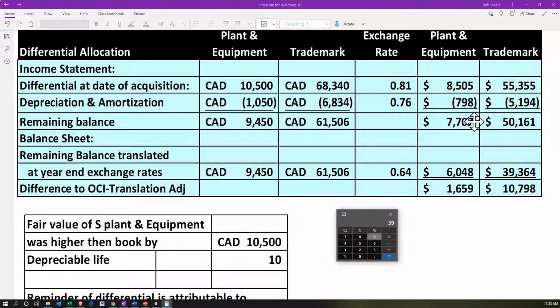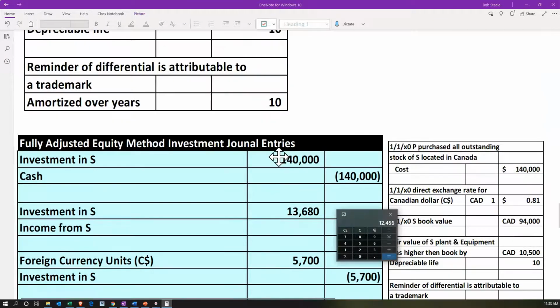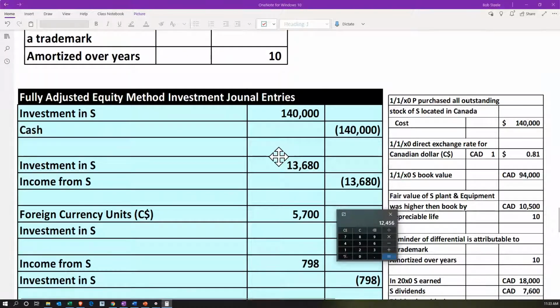50,616 minus the 39,364 is going to be our differential there. If we add those two up, total differential is going to be 12,456. So now that we have that, we're going to think about the fully adjusted equity method journal entries that the parent would be recording related to the subsidiary.